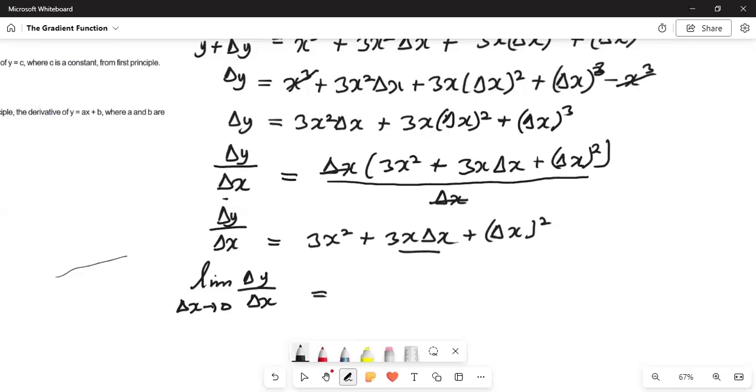0 times 3x is 0. Again, 0 squared is 0. So our answer is 3x squared. So the limit of delta y over delta x is 3x squared. And that is the derivative of y equal to x to the power 3 from first principle.